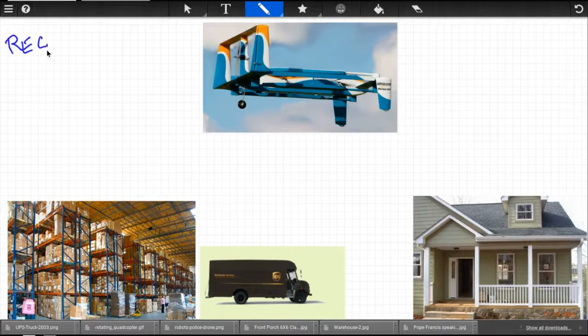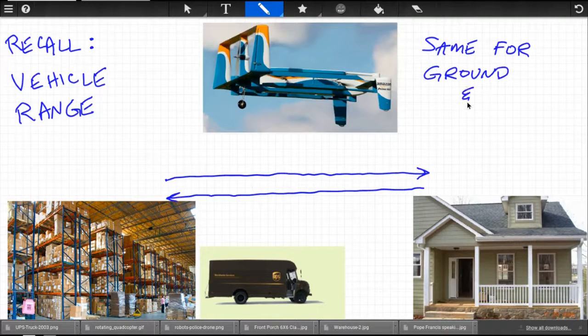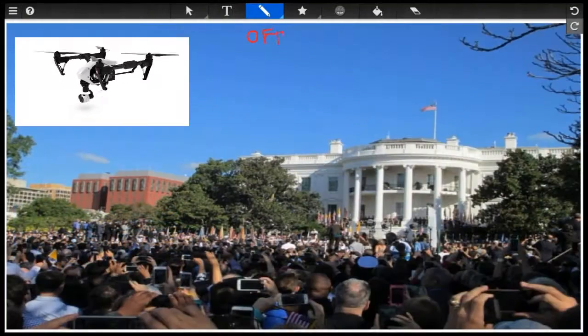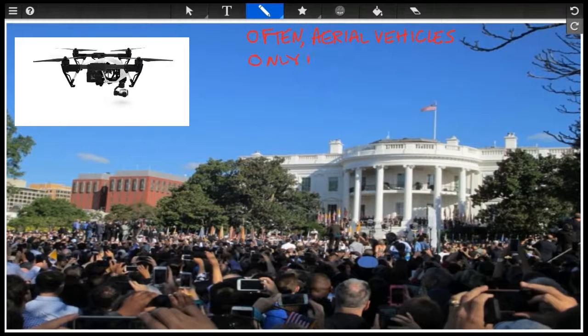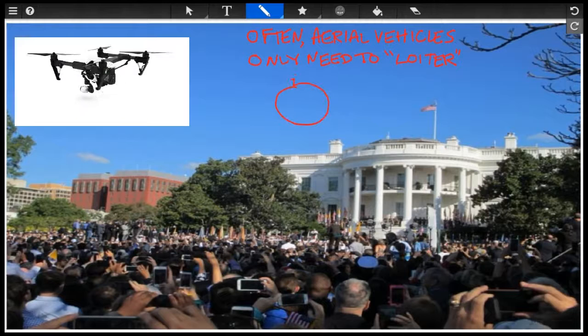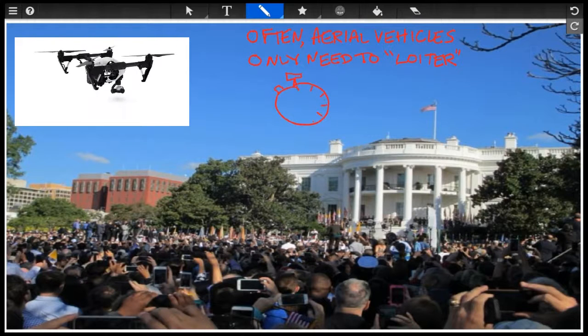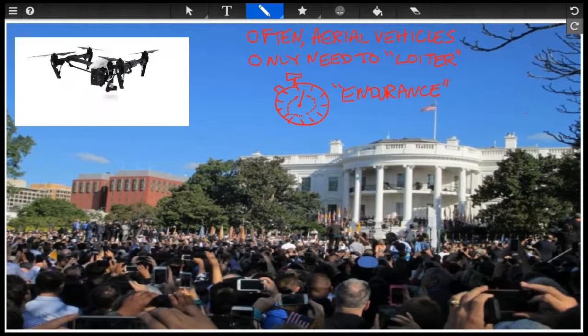Another distinguishing feature of aerial vehicles is that we're not always concerned with range as the metric of mission performance. Remember, range is how far a vehicle can carry its payload, and that's the same whether it's a ground vehicle or an air vehicle. But some air vehicle missions don't require us to actually transport the payload. We just need to lift it in the air and hold it there. A typical example would be an observation or surveillance mission, in which case we might only be concerned with how long the vehicle can hold the payload in the air, something that we call the endurance of the vehicle, another important performance metric.